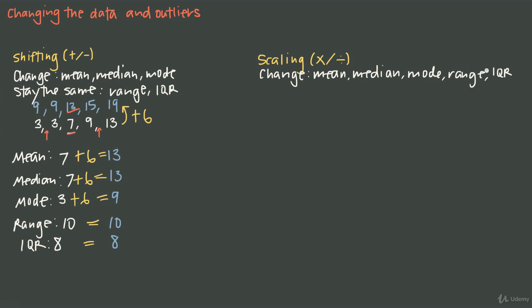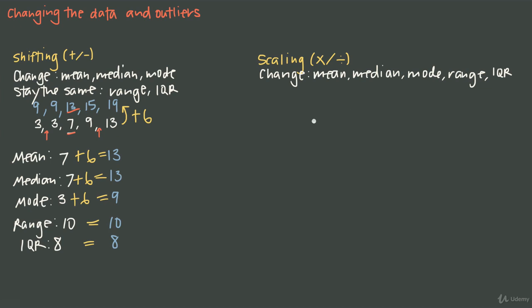So if we multiply the entire data set by 2, that means we're also going to multiply the mean, median, mode, range, and IQR by 2. If we were to divide the entire data set by 4, that means we would divide the mean, median, mode, range, and IQR by 4 to get the new mean, median, mode, range, and IQR.